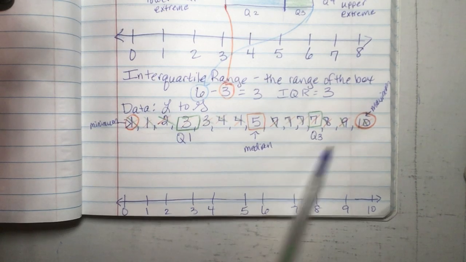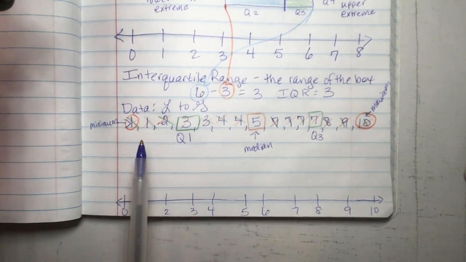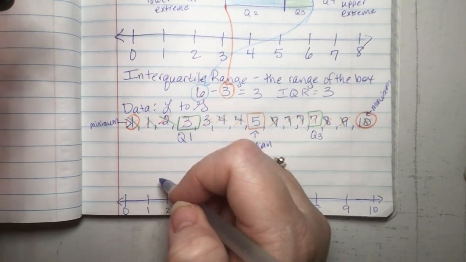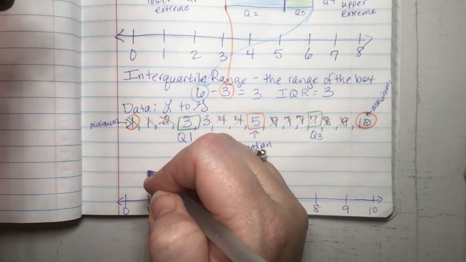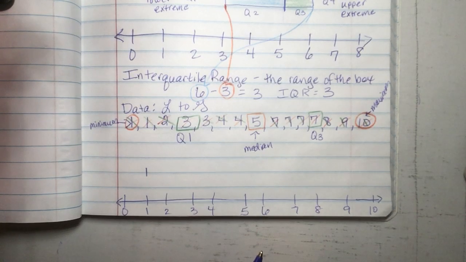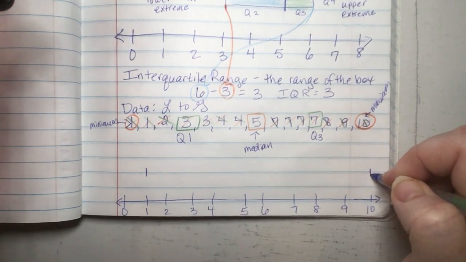All right, so we're going to take this data and make a box plot. So our minimum is 1, so our little line goes on 1. We're going to make a skinny one. And then our maximum is 10. I'm going to draw a little line right there.